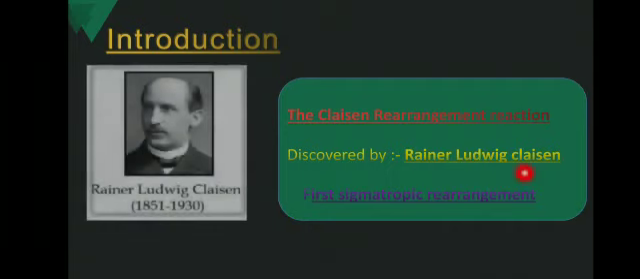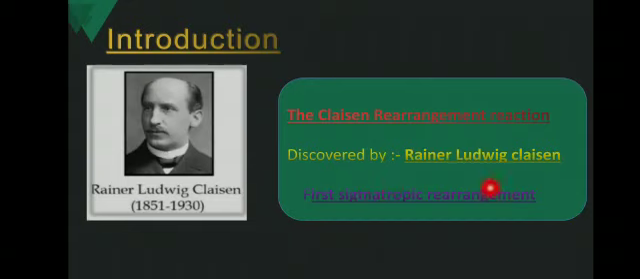So here we see the introduction of the Claisen rearrangement reaction. The Claisen rearrangement reaction is a powerful carbon-carbon bond forming chemical reaction, discovered by Rainer Ludwig Claisen in 1912. This reaction is the first sigmatropic reaction. Why is it called a sigmatropic rearrangement? Because this reaction takes place under the sigmatropic rearrangement.